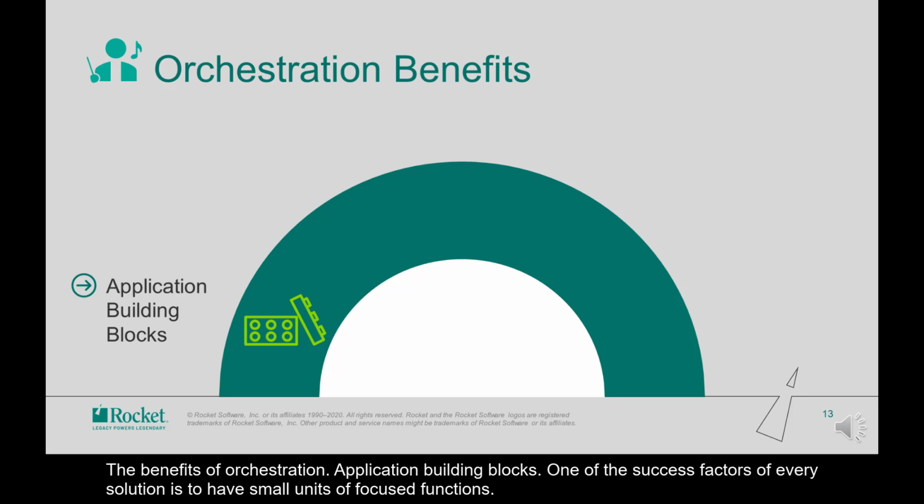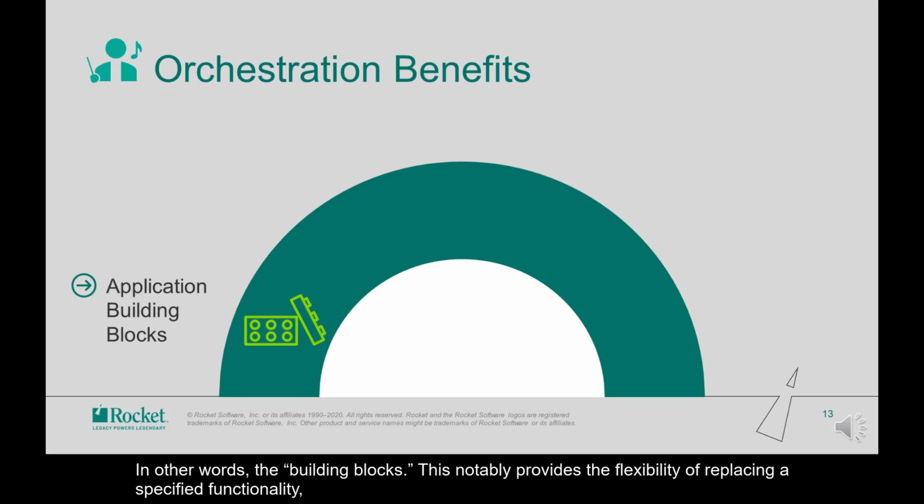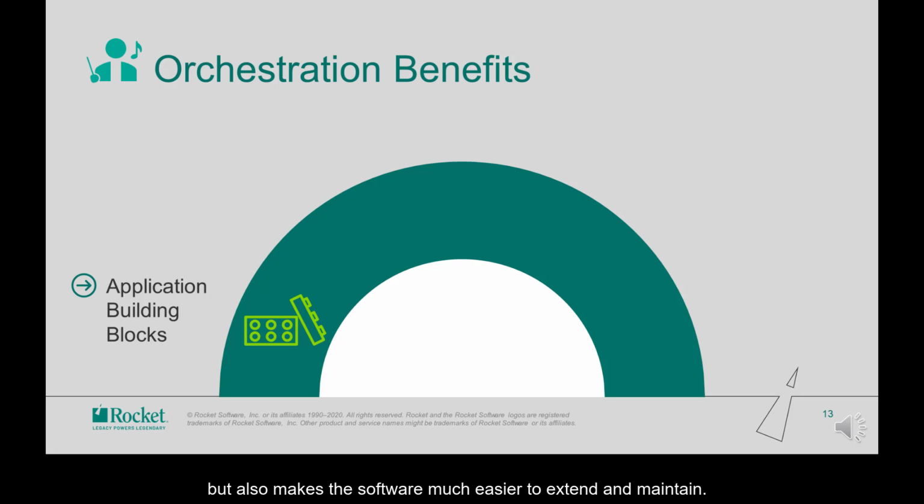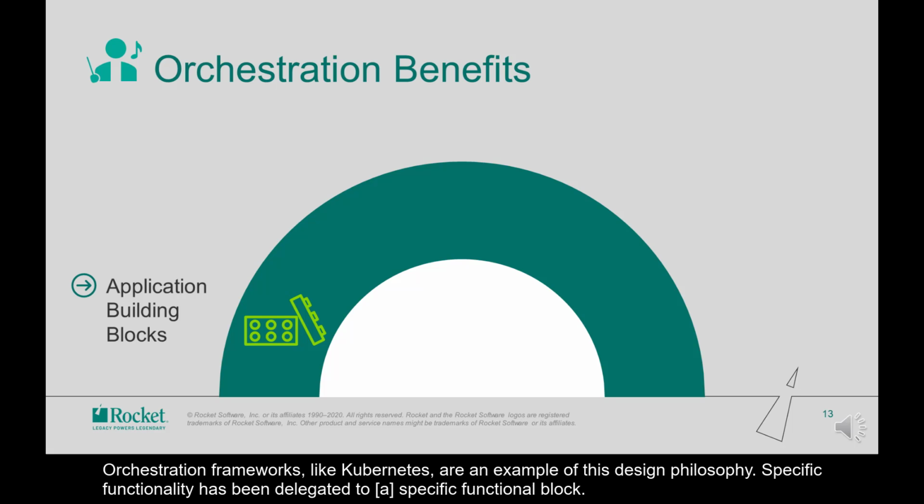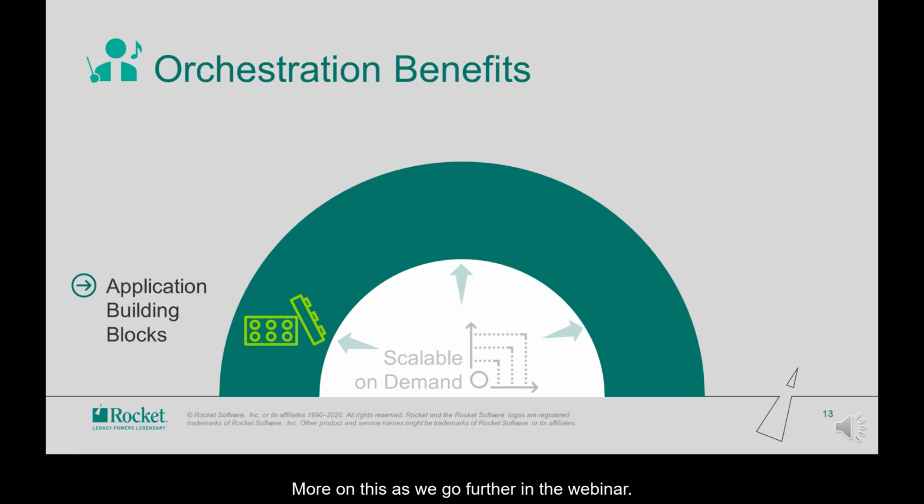The benefits of orchestration. Application building blocks. One of the success factors of every solution is to have small units of focused functions. In other words, the building blocks. This notably provides the flexibility of replacing a specified functionality, but also makes the software much easier to extend and maintain. Orchestration frameworks like Kubernetes are an example of this design philosophy. Specific functionality has been delegated to specific function blocks. More on this as we go further in the webinar.